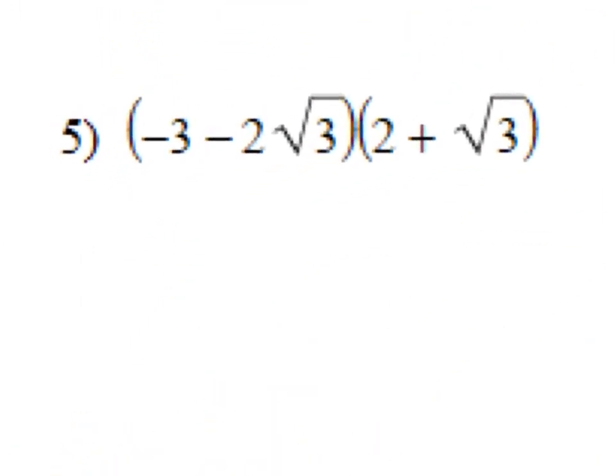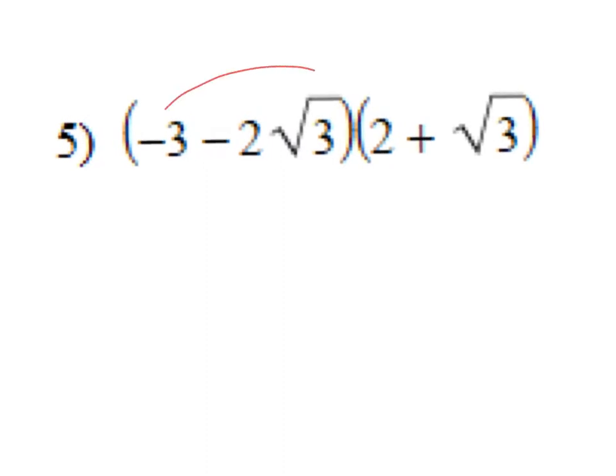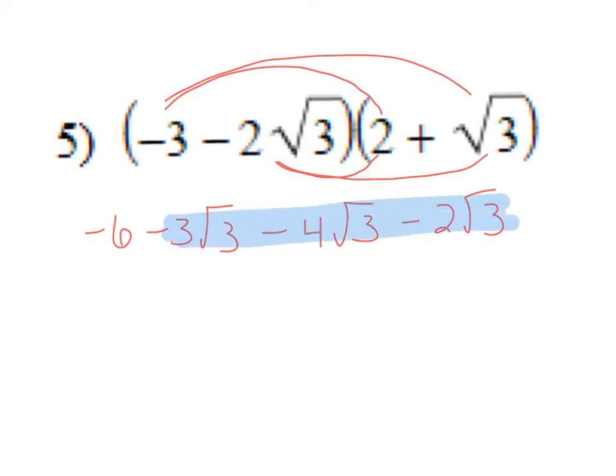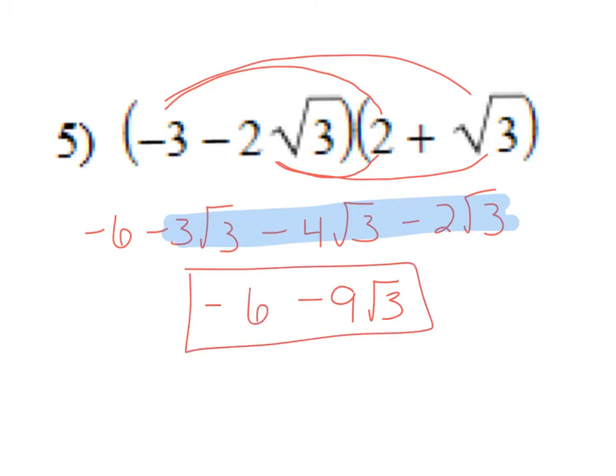Okay, on this next one, all right, we're going to FOIL on this. So I'm going to go ahead and take negative 3 times 2 and get negative 6. Negative 3 times root 3, so negative 3 root 3. Now I'm going to distribute this negative 2 root 3. So I end up with negative 4 root 3 and then negative 2 root 3. Okay, square root of 3's don't reduce. However, I can go ahead and combine all of these together because they're all square roots of 3. So I have negative 3, negative 4, and negative 2, which will give me negative 9 root 3. And then I have still this negative 6 hanging out front. And that's going to be my answer.